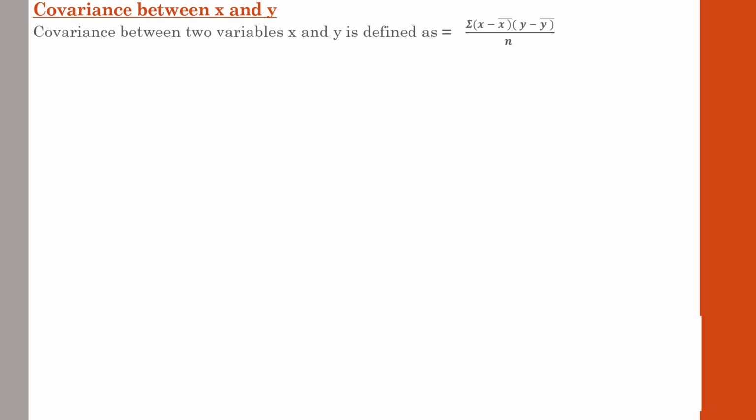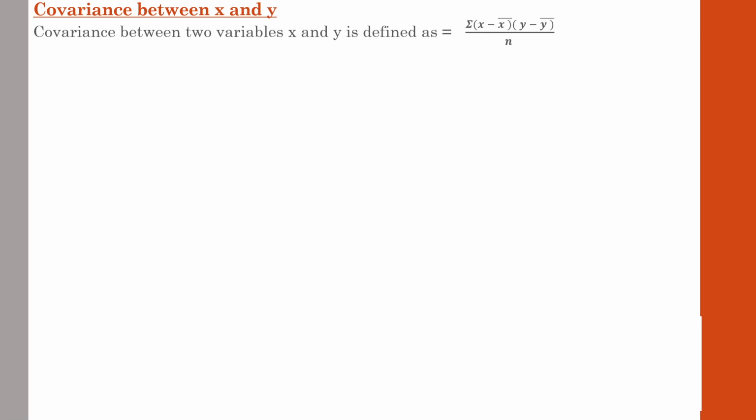So with regard to covariance between two variables, it's another method for measuring the relationship between two variables. So the equation is sigma x minus x mean into y minus y mean divided by n. I hope you know the meaning of sigma, x mean, y mean and divided by n. There will be x set of numbers and y set of numbers. I hope you know how to find the mean of x and y.